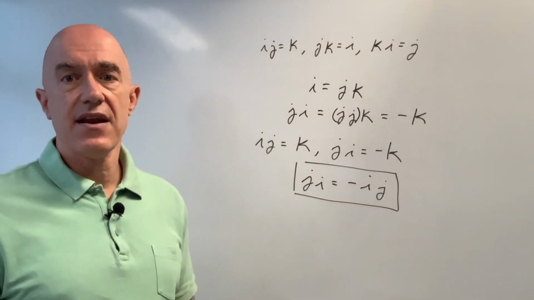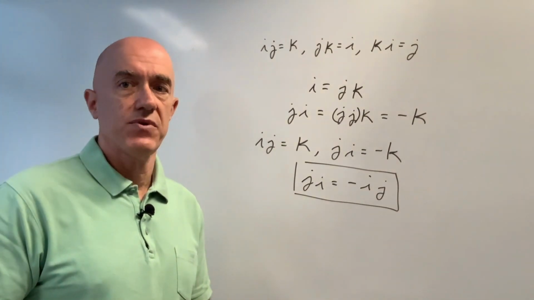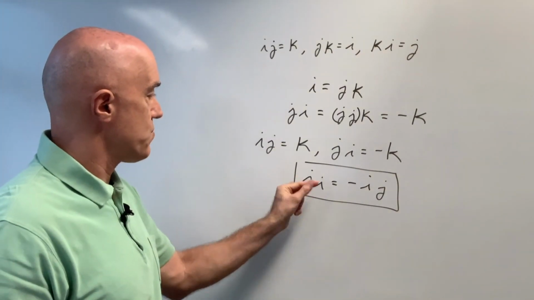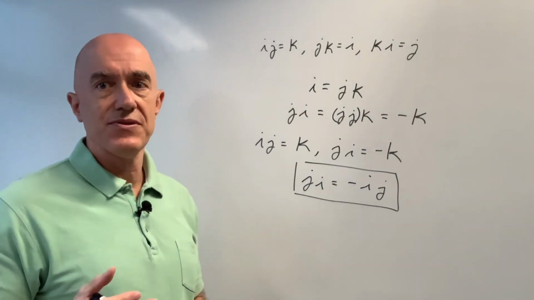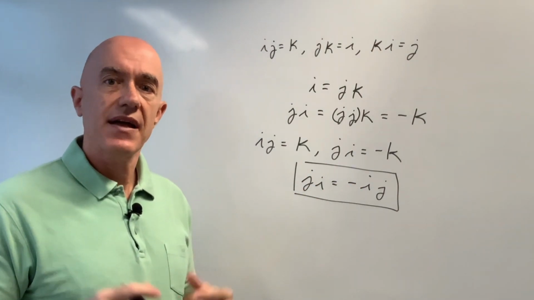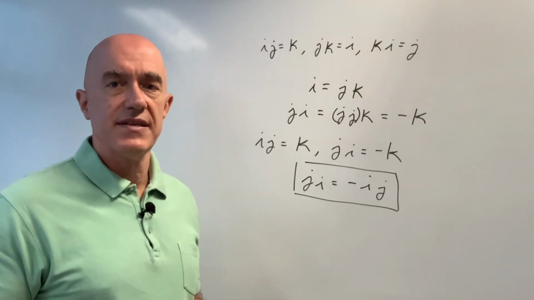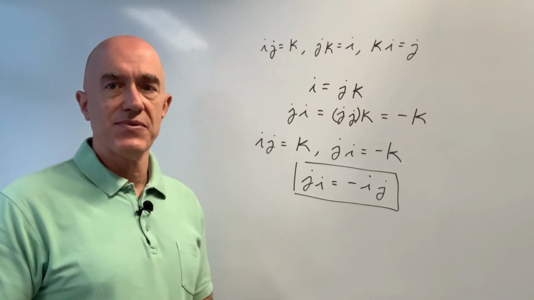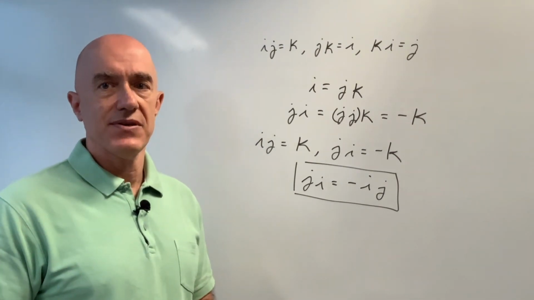So we say that i and j anti-commute. When you commute the product, you introduce a negative sign. That's true for all of these imaginary numbers. They anti-commute. If you place i, j, k in a circle and you multiply them going clockwise, you get positive. If you multiply them going counterclockwise, you get negative.